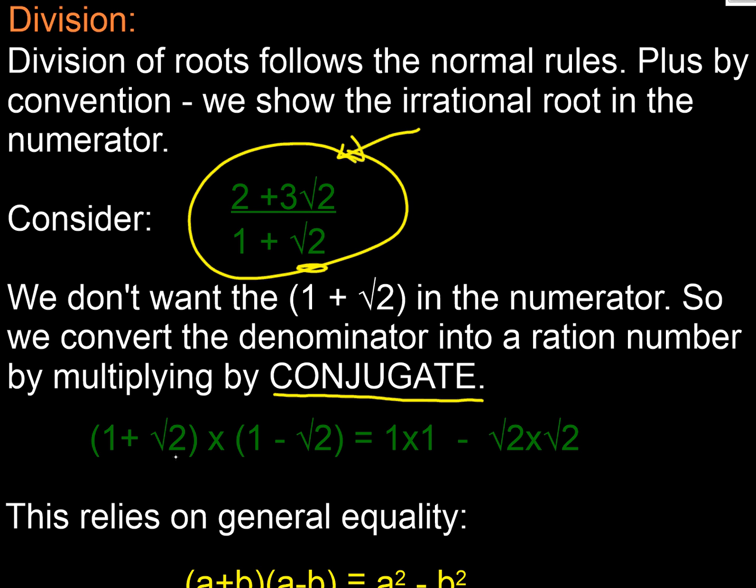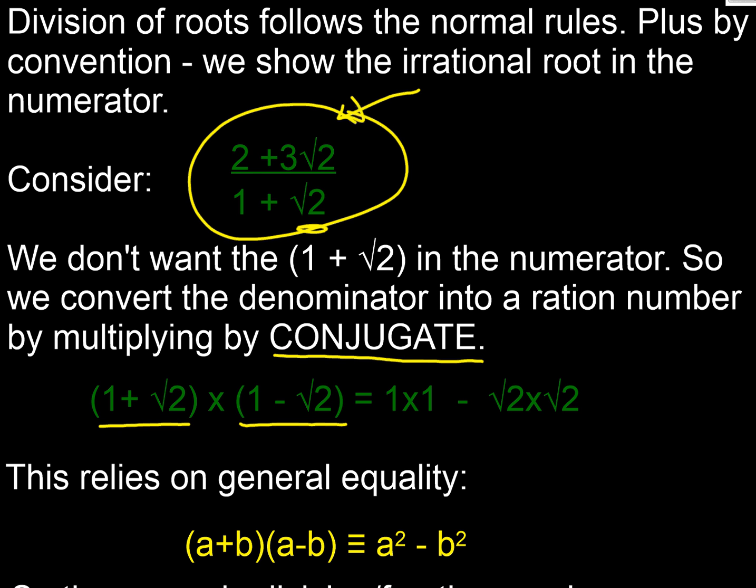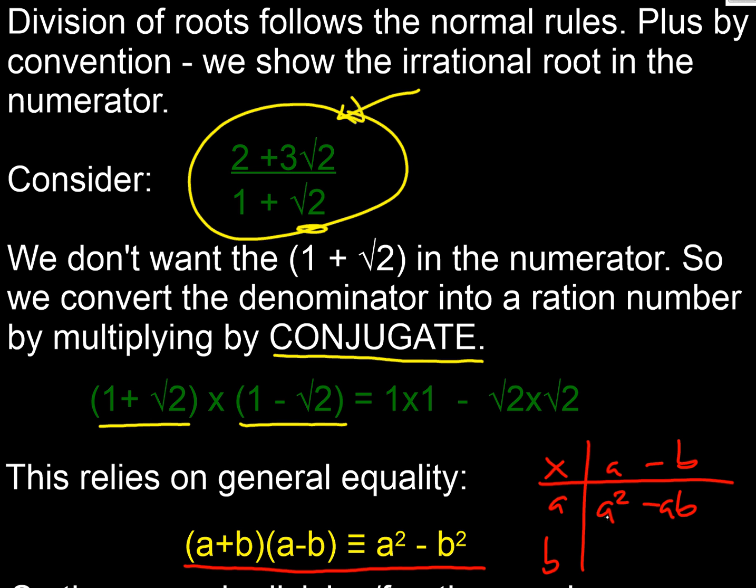So if I've got a value here, 1 plus root 2, then the conjugate is 1 minus root 2. And from the general equality that we've looked at in the past, any a plus b times a minus b equals a squared minus b squared. Let's just draw that out. That's a plus b there, and that's a minus b. On the grid method, a times a is a squared, a times minus b is minus ab, b times a is ab, and b times minus b is minus b squared, and these two cancel out. So there's a squared minus b squared.